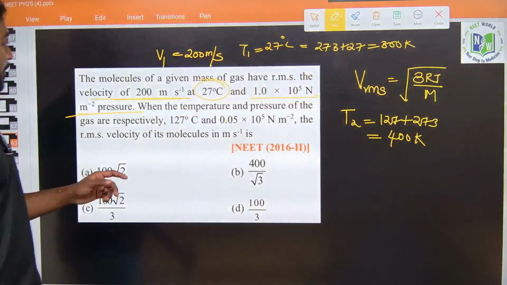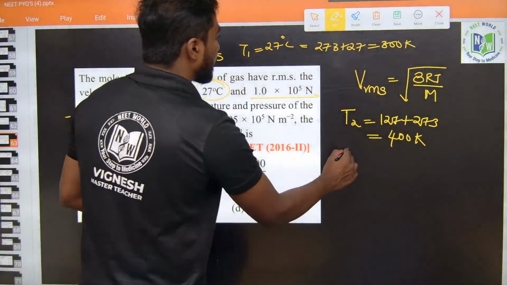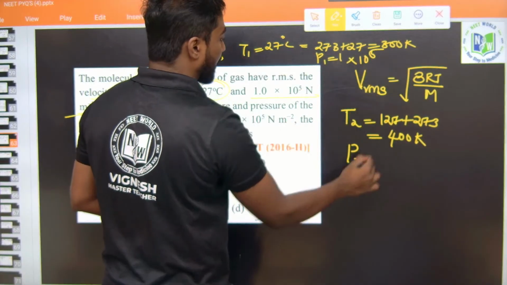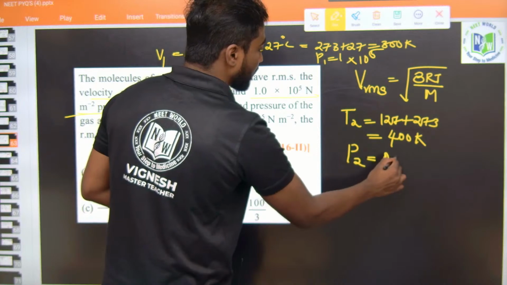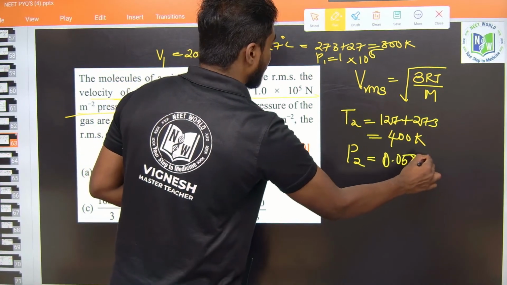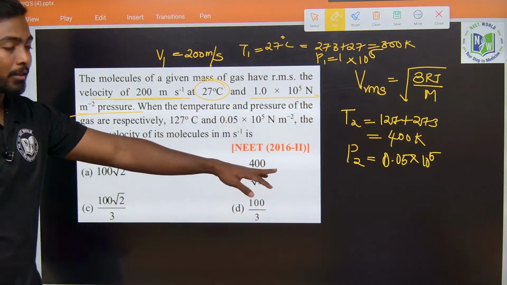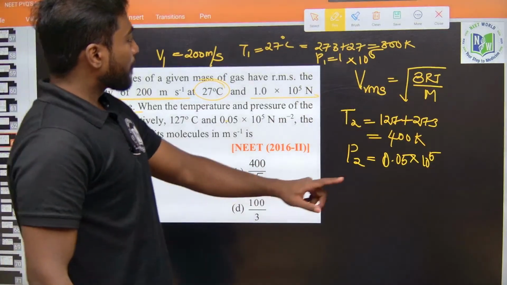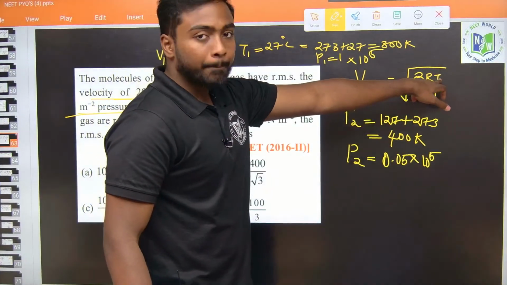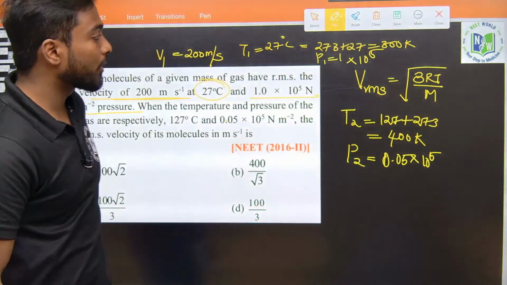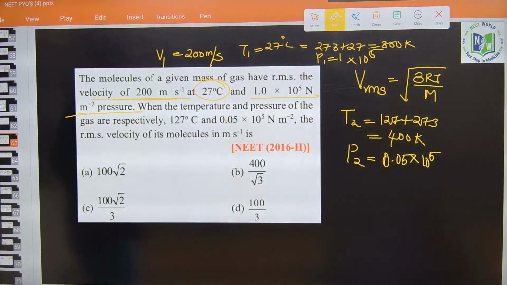What about the pressure that is given? P1 is equal to 1 into 10 power 5 and P2 is equal to 0.05 into 10 power 5. Okay, these are the things given in the question. So now here if you see, temperature is there, but what about the pressure? Mass is given. What can I do for this question?